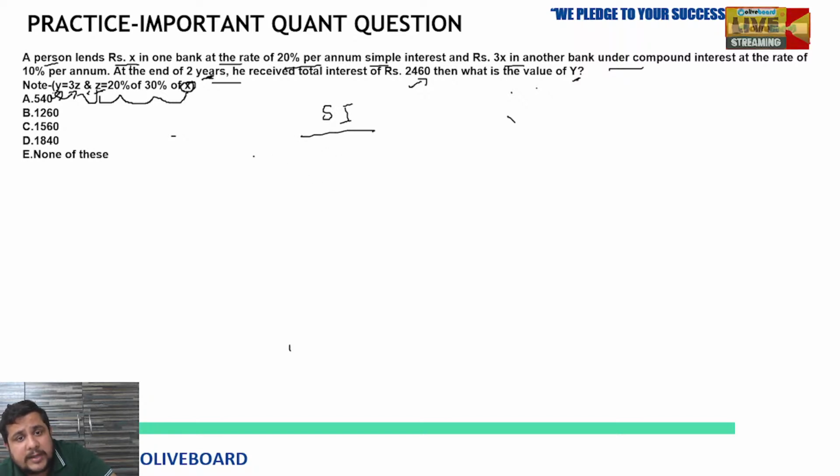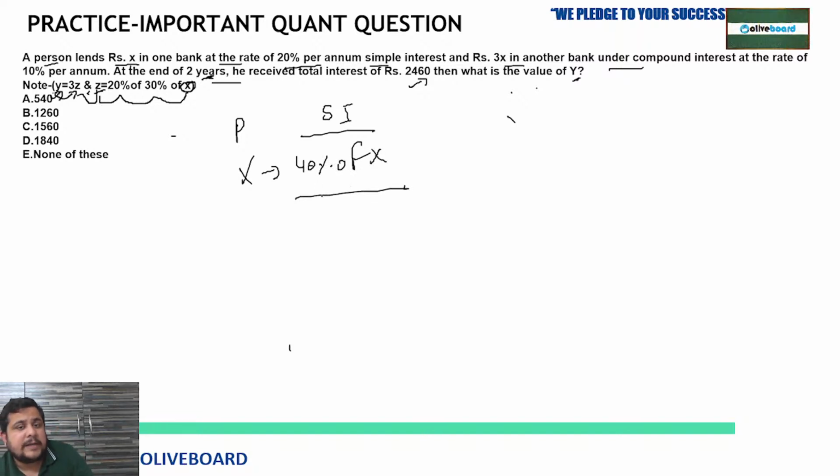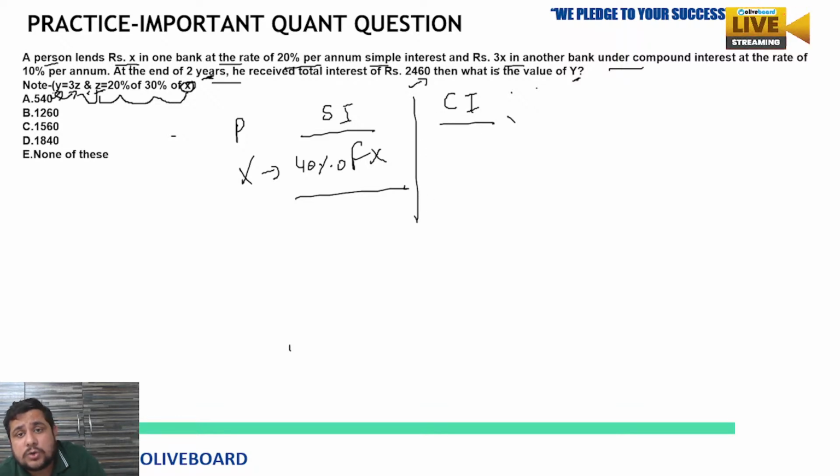Okay, so X is the principal here. So for 2 years, if he is lending, so total how much? 40% of X. In each year, 1 year 20%, second year 20%, 40%. Okay. Now if I talk about compound interest, so he invested how much?